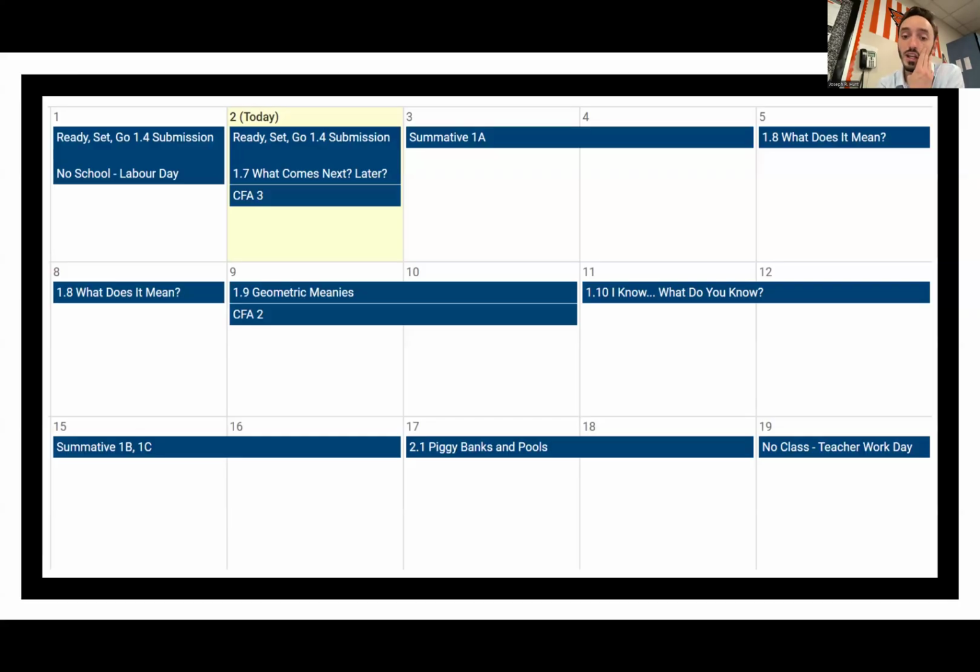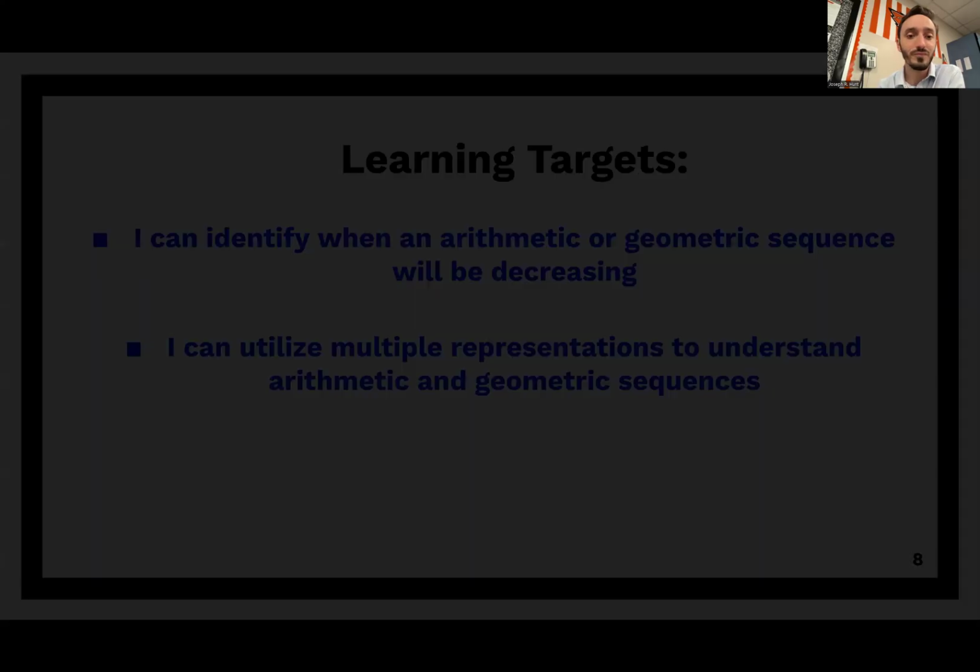And we're going to start moving into the transition from talking about sequences to functions when we start getting into the material for Unit 2. Bear in mind that the final deadline for any of the Unit 1 Ready, Set, Go submissions is going to be on September the 16th. So as we get closer to that date, you want to make sure that you're keeping up with your Ready, Set, Go submissions for everything from 1.1 up to 1.7.